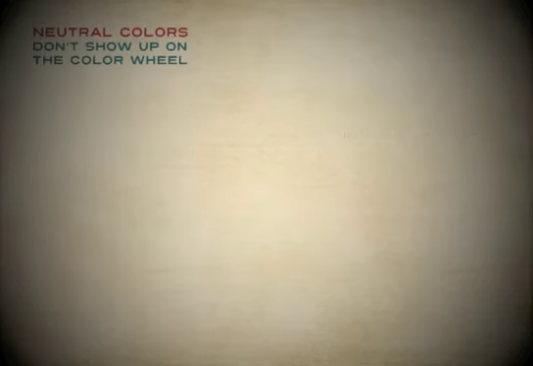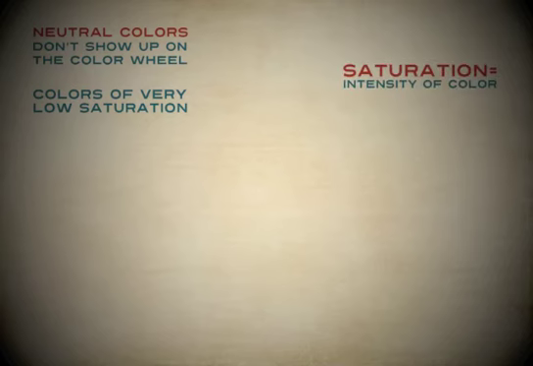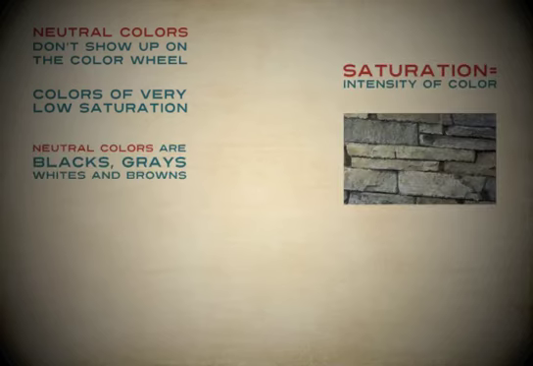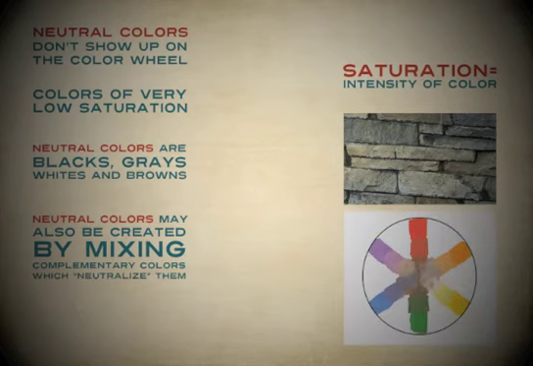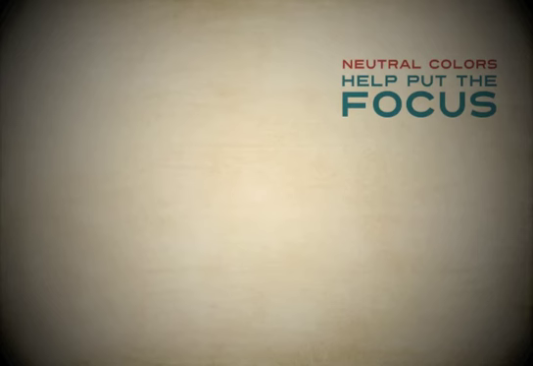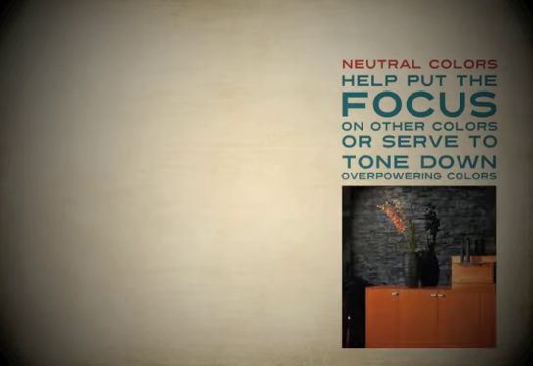Some colors don't show up on the color wheel at all. These neutral colors are colors of very low saturation, almost gray. Saturation refers to the intensity of a color. Low saturation colors are blacks, grays, whites, and browns. Some neutral colors may be created by mixing a complementary color pair which neutralizes them. In graphic design, neutral colors help to put the focus on other colors or serve to tone down colors that might otherwise be overpowering on their own.